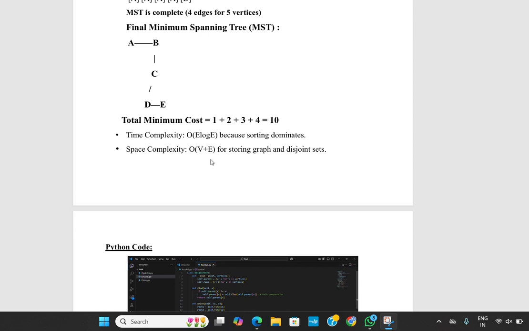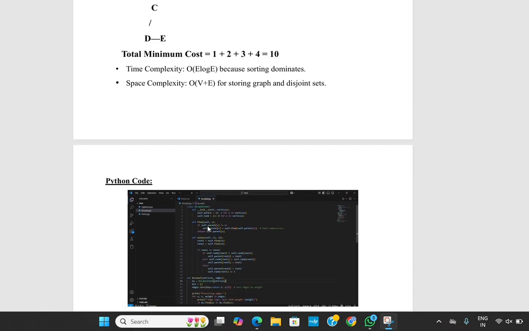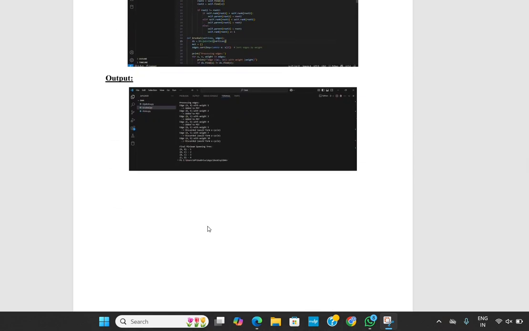Here the time complexity is big O of E log E. Sorting edges takes the most time.